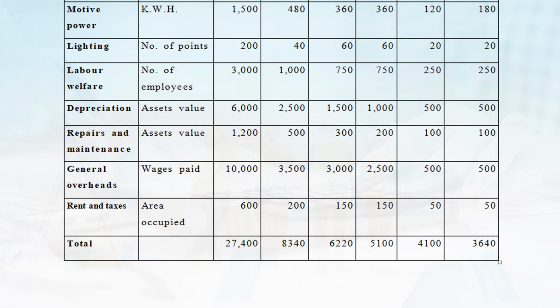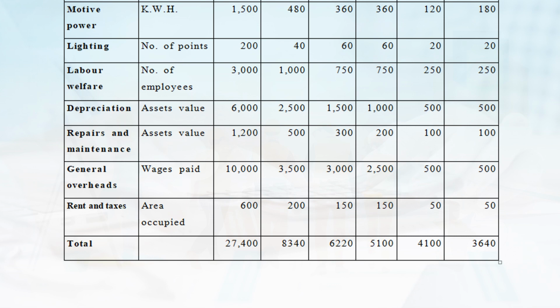Total amount given is rupees 3,000. It is rupees 1,000 for production department A and rupees 750 each for production department B and C respectively. Again for service department it is rupees 250 each for service department X and Y respectively.